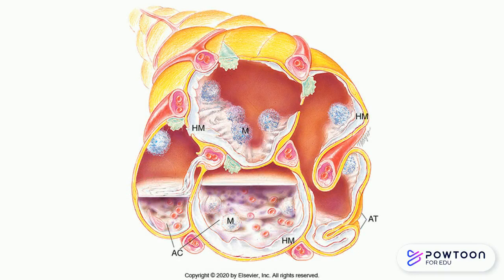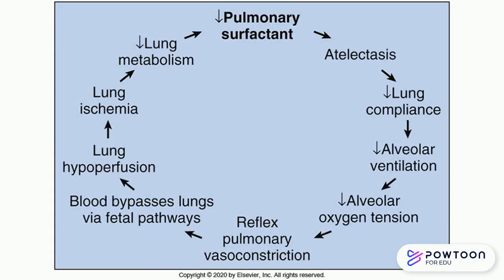This photo outlines problems that may be encountered, including alveolar consolidation, atelectasis, and hyaline membrane formation. Lack of pulmonary surfactant leads to atelectasis. This decreases the lung compliance, compromising ventilation and oxygenation. Pulmonary vasoconstriction results, and blood bypasses the lungs via fetal pathways.